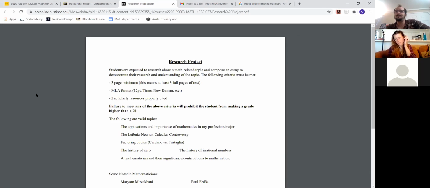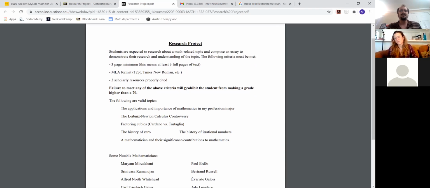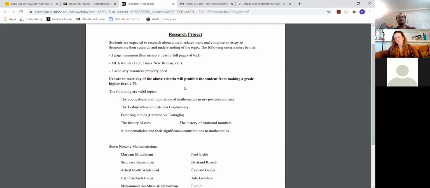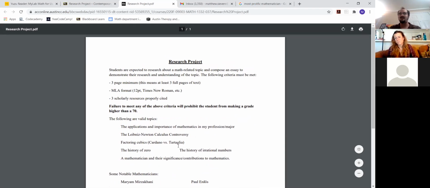And as far as sources go, do you think we'll be able to find a fair amount of information through the ACC library website? Yeah, so most of this is with your three scholarly resources properly cited. For the most part, going through the library, I think you should be able to find probably something on each of these. I know Wikipedia is not a reliable source you can cite as a scholarly source, but most of these are pretty common topics or pretty common people. You can go to Wikipedia, and Wikipedia cites their sources. So you can look at the sources Wikipedia cites, and those are usually valid sources.